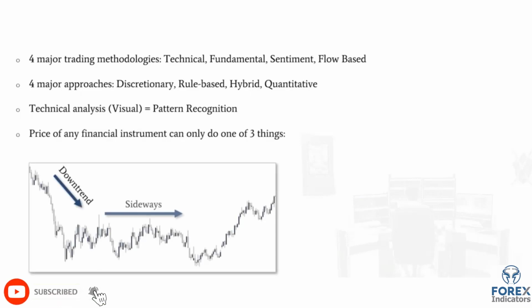If we look at the price of any financial instrument, it can only do one of three things: it can move down, it can move sideways, or it can move up. As traders, we are interested in directional moves. For us to make money as traders, price has to either move up or move down. If price doesn't move at all, we can't make any money as traders. So we are directional traders looking for directional moves in the market.